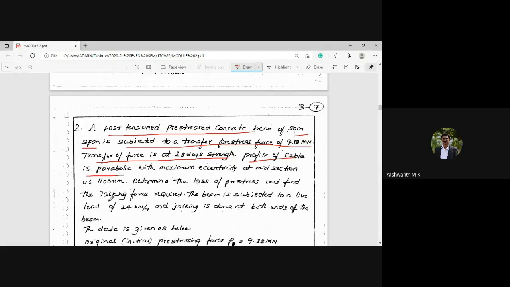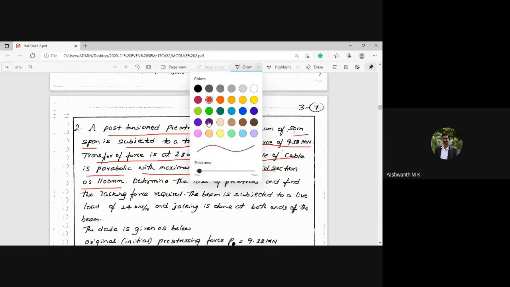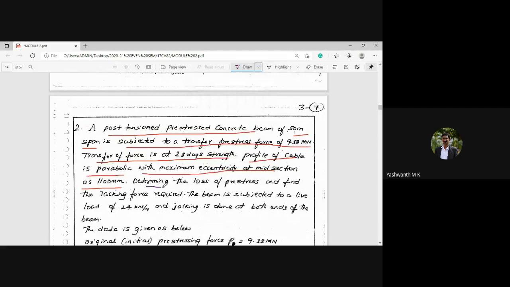Till now we have solved problems with a straight cable. That is two problems already solved, one in the last session and one in this session. In both cases, I have solved for a straight cable. So now let us go with the parabolic cable, with the maximum eccentricity at midsection as 1100 millimeter. Next, it asks to determine the loss of pre-stress.